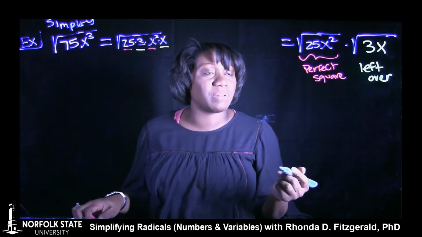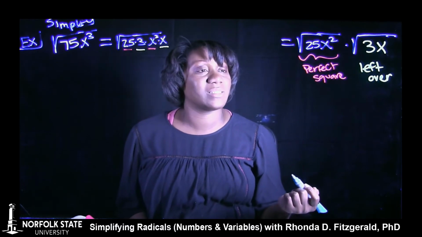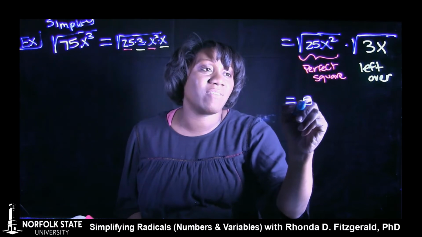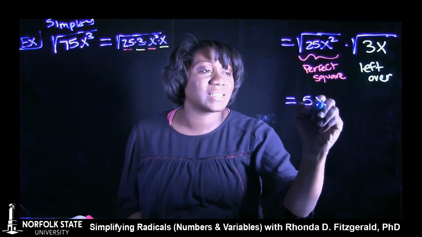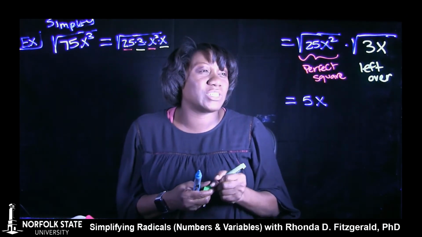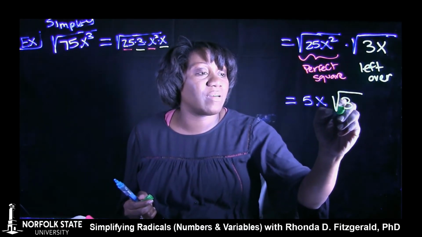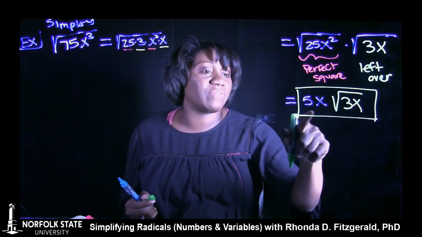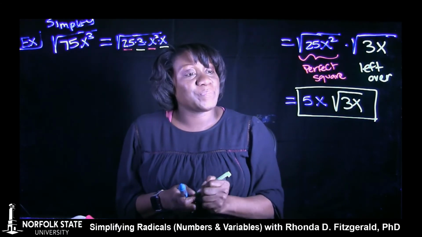So how do we simplify that? Well, that's easy. My perfect square part, we just go ahead and now take the square root of that. So the square root of 25 is simply 5, and the square root of x squared is simply x. And then what's our leftover? Our leftover part, we just rewrite that guy. So what's left over is the square root of 3x. And that's our final answer: 5x times the square root of 3x.